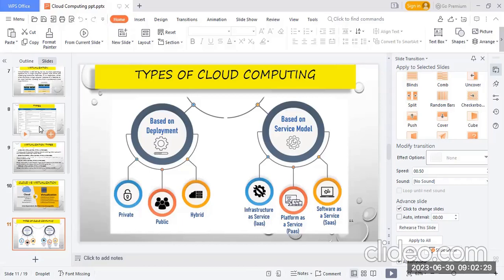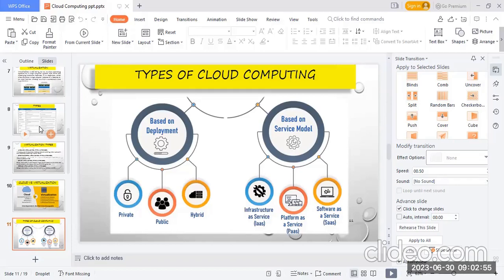In public cloud computing, consider the example of local trains or bus facilities. Everybody has access to that bus. So that comes under the category of public cloud computing. In hybrid cloud computing, you can consider the school bus of any private college. In that, students from 4th standard or 8th standard or 10th standard, anybody has access to that bus. That comes under the category of hybrid cloud computing.